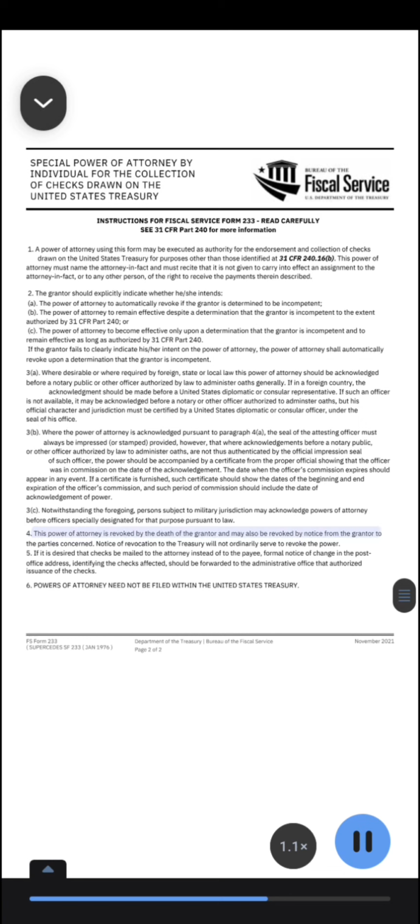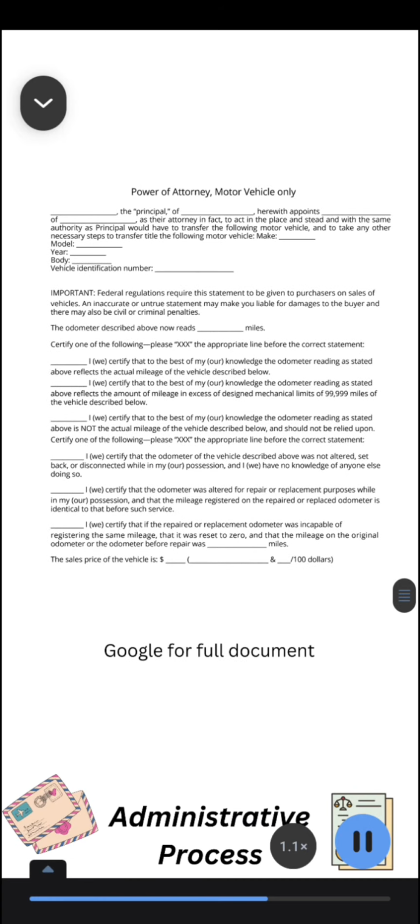4. This power of attorney is revoked by the death of the grantor and may also be revoked by notice from the grantor to the parties concerned. Notice of revocation to the Treasury will not ordinarily serve to revoke the power. 5. If it is desired that checks be mailed to the attorney instead of to the payee, formal notice of change in the post office address, identifying the checks affected, should be forwarded to the administrative office that authorized issuance of the checks. 6. Powers of attorney need not be filed within the United States Treasury.